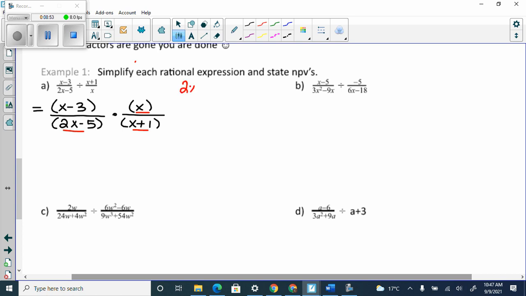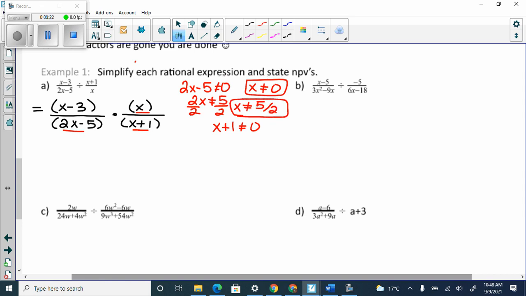So we have 2x minus 5 can't equal 0. We have x can't equal 0. And we have x plus 1 can't equal 0. The x can't equal 0 is done. And then this one's going to be 2x can't equal 5, and then divide by 2. X can't equal 5 halves. And then this one, we subtract 1. X can't equal negative 1. I like stating them together, so I have them all together. So x can't equal negative 1, 5 halves, and 0.